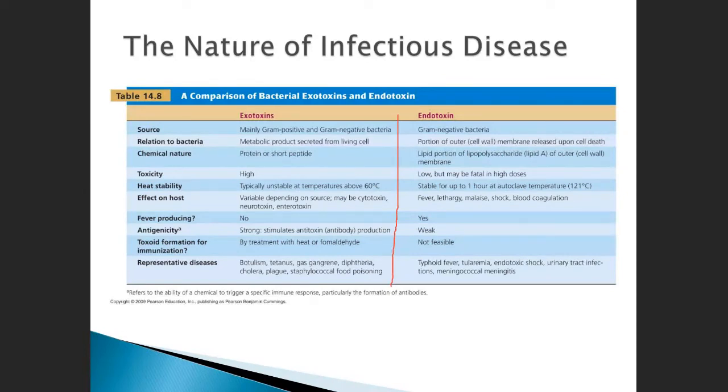They cause things like fever, malaise and lethargy, shock, and blood coagulation, right? It's not feasible to make a vaccine. And some of the organisms that we talked about, like with instances with Mary Mallon, typhoid fever, tularemia, endotoxic shock, urinary tract infections, and meningococcal meningitis, right? We just have to be careful when we're treating those particular organisms.